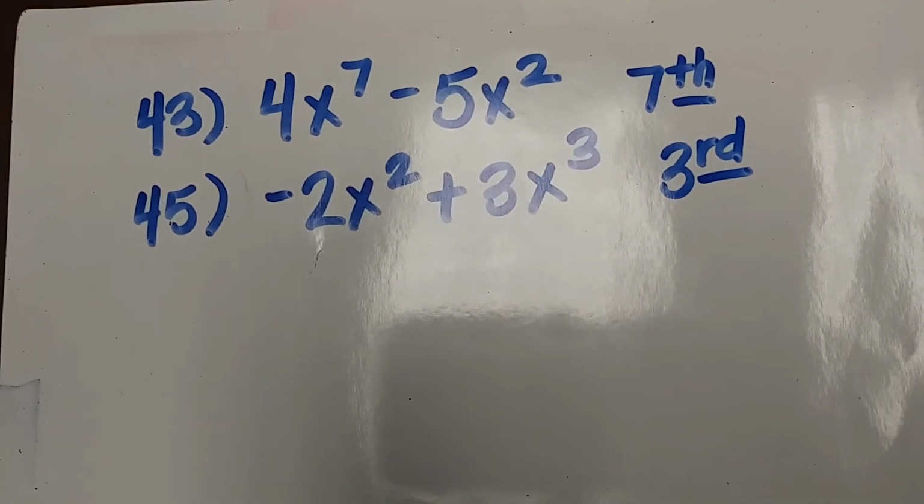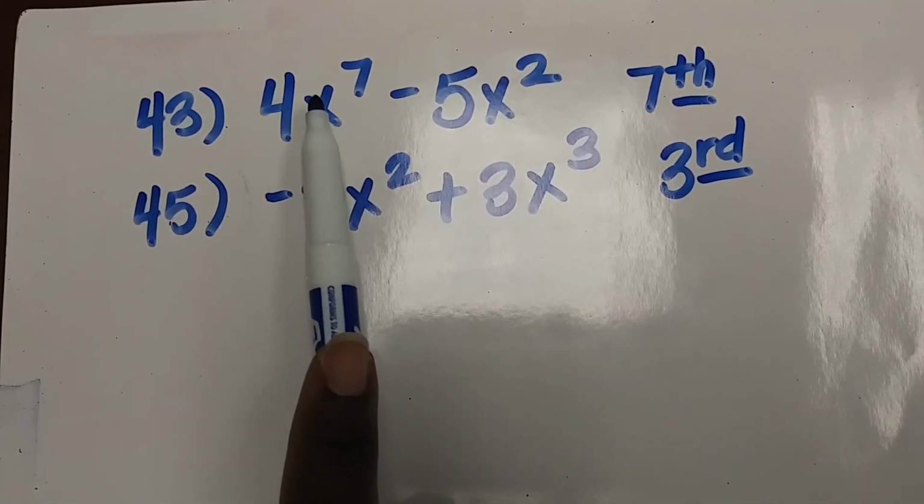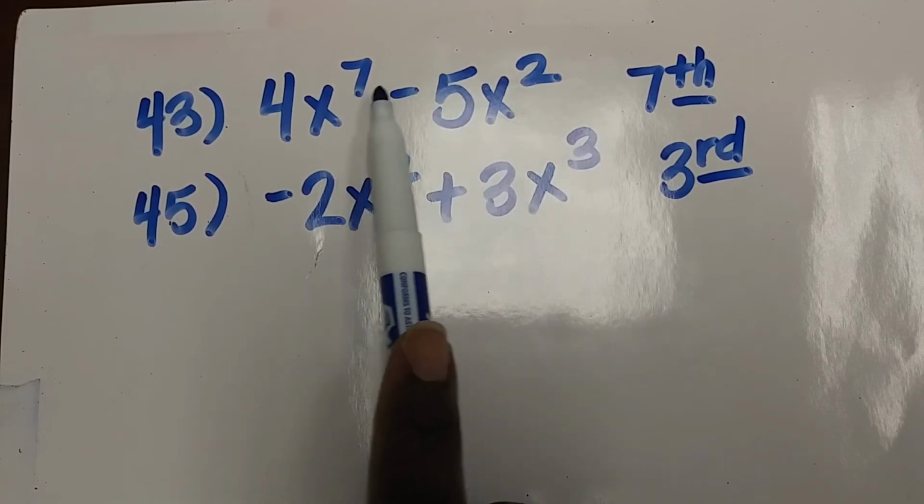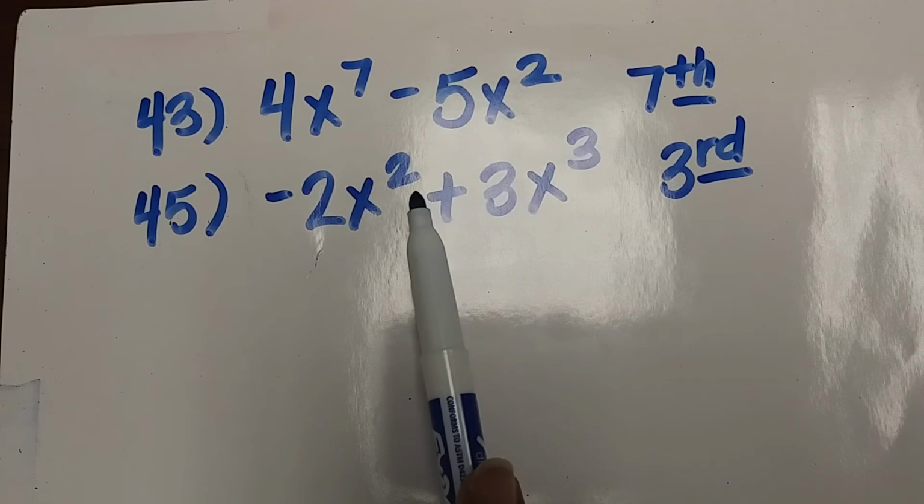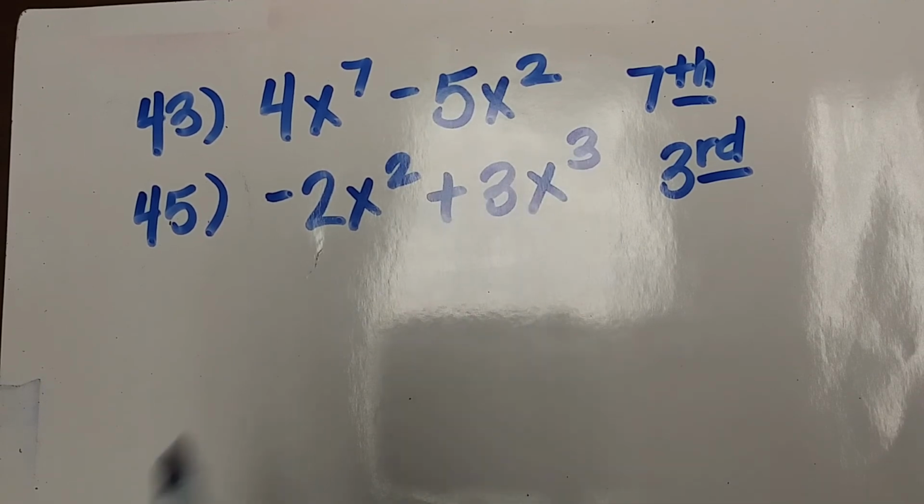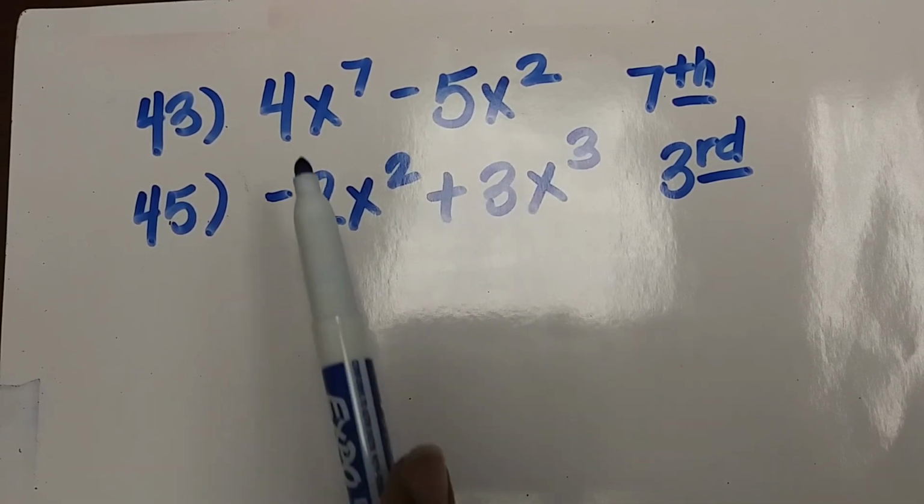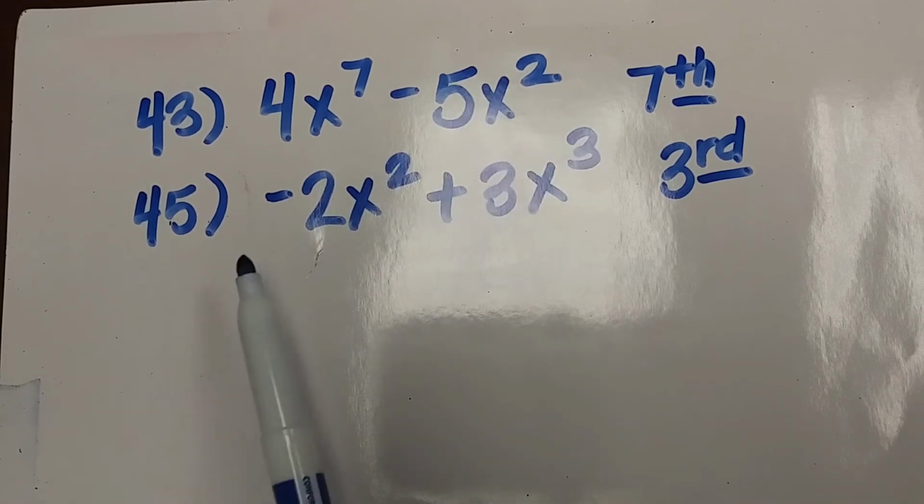One thing I want you to notice on 43, the answer is written in descending order. It goes from 7 and it jumps down to 2, but it's descending. On 45, it's ascending. It went from 2 to 3. It goes up. Most problems you do see in descending order and not so much in ascending order.